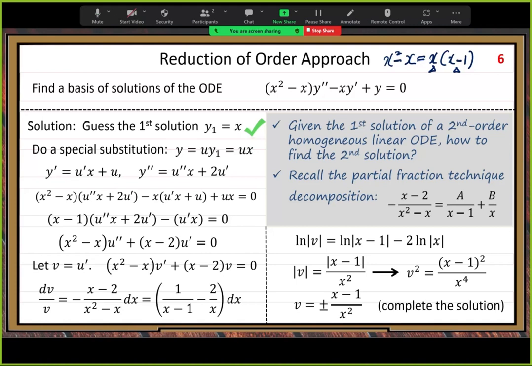So from this example, you can see how to apply the reduction of order technique. Partial fraction, some of you, after today's class, may go back and look at your calculus book, or search the web, for how to do the partial fraction technique. Partial fraction technique, okay?